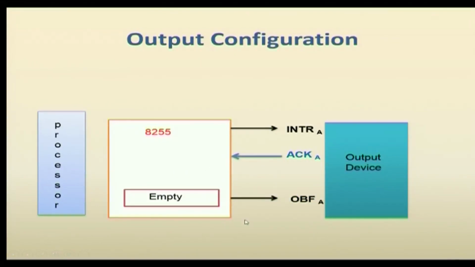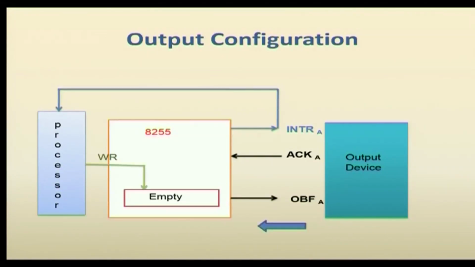Once the acknowledgement signal is received in 8255, it means the buffer is empty. So, it has to load the next data. So, now it activates the INTR signal. The INTR signal is connected to the processor. Now, the processor is interrupted to load the next data to 8255 for the next output data. Now, it will write the data. This is the output configuration.